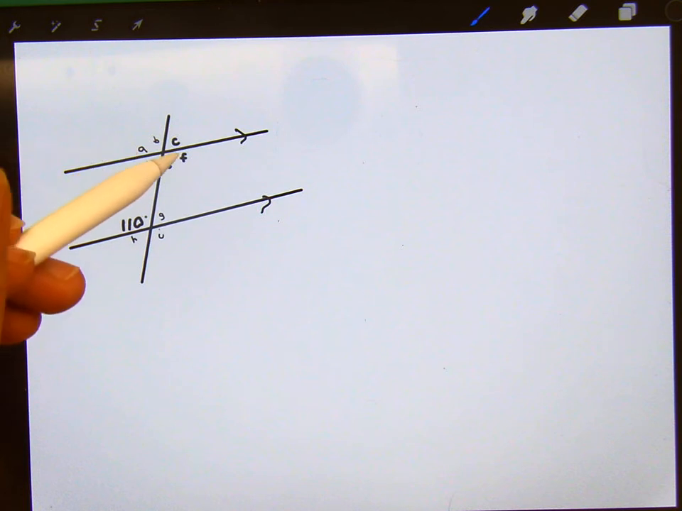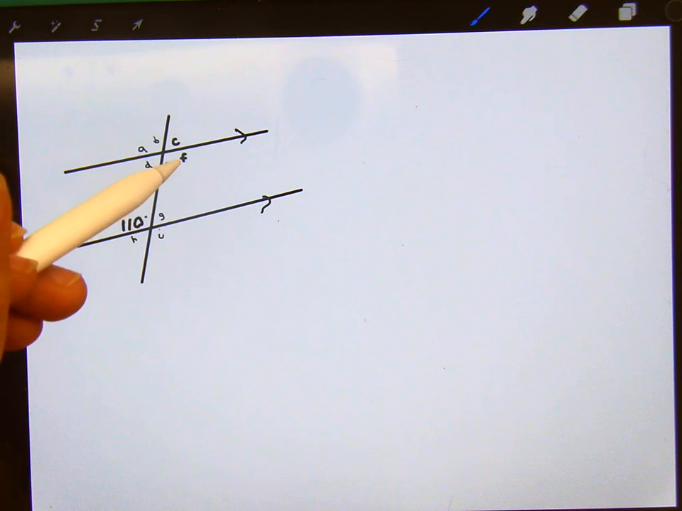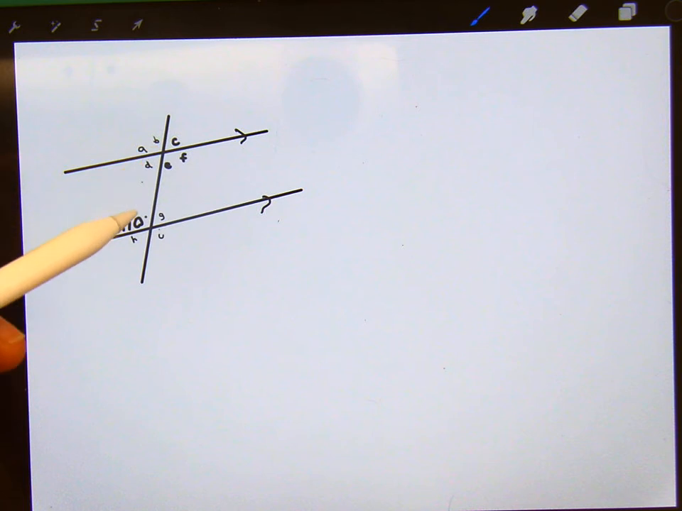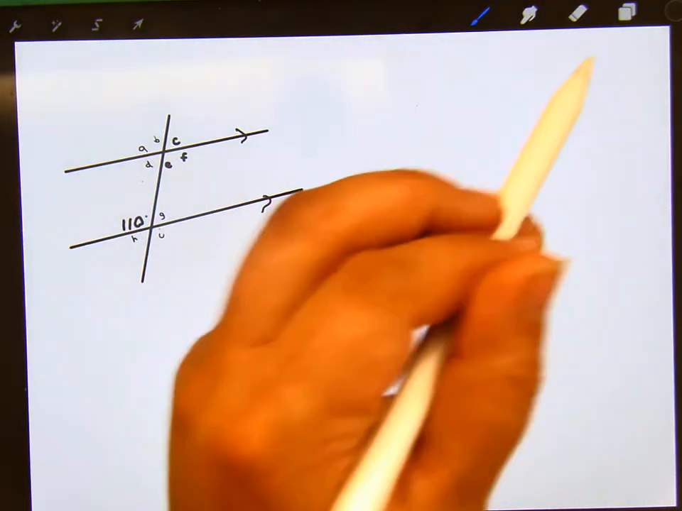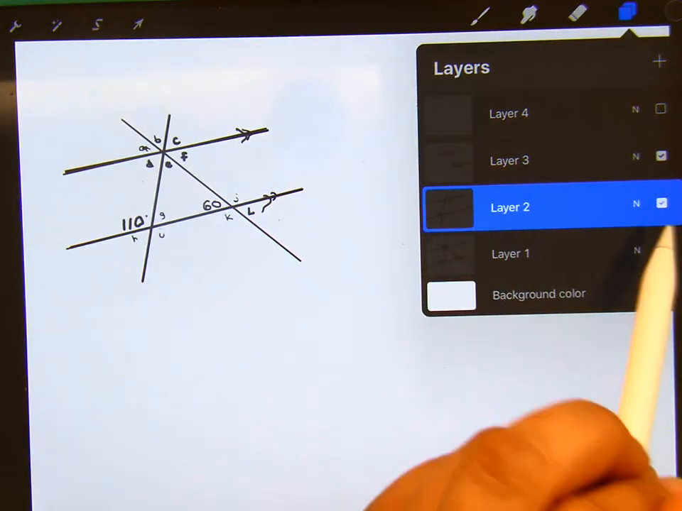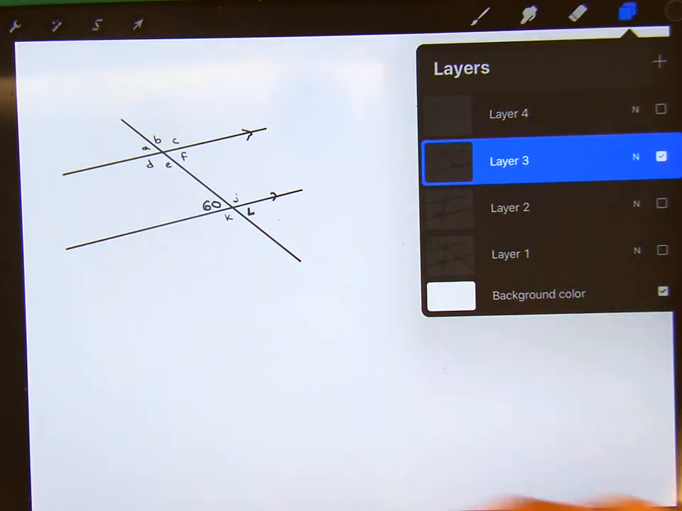So the same concept goes here too. And these are vertical angles with each other. And so E and F added together is going to equal the same thing as A and B added together, which all equal 110, because these are alternate interior angles. Okay, so let's look at our other transversal that we have going on, which is this guy over here.